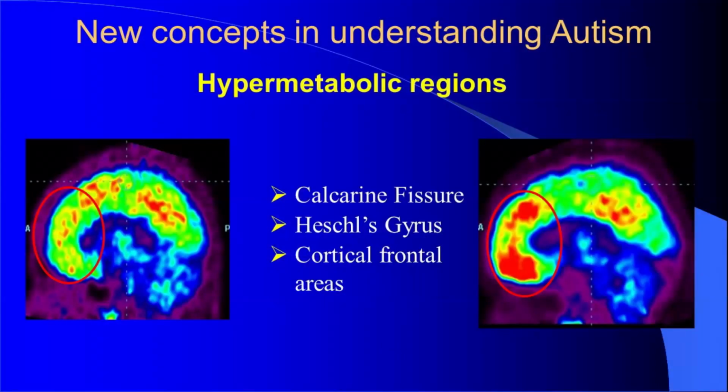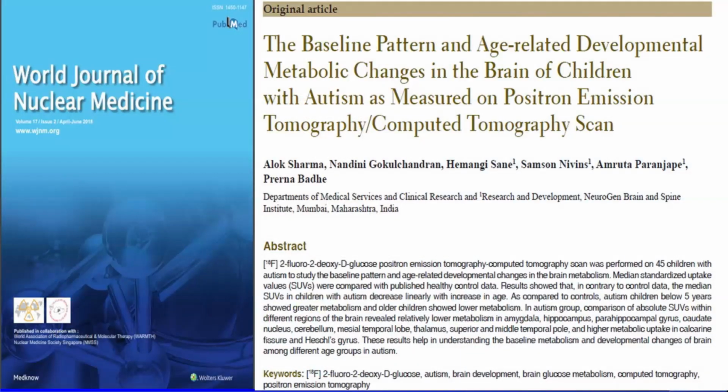Our focus so far has been on what these children can't do. What we also need to look at is which parts of their brain actually are functioning more than what neurotypical people do. And there are actually parts in the calcarine fissure, the Heschl's gyrus, cortical frontal areas that function more. They are hypermetabolic. So we need to understand this as well. And our work has been published in a landmark paper, among the first in published literature, in the World Journal of Nuclear Medicine, where we've clearly highlighted which parts of the brain work less and which are working more.